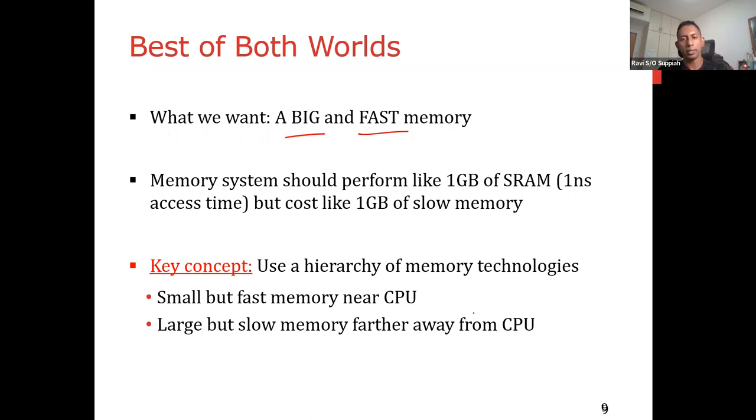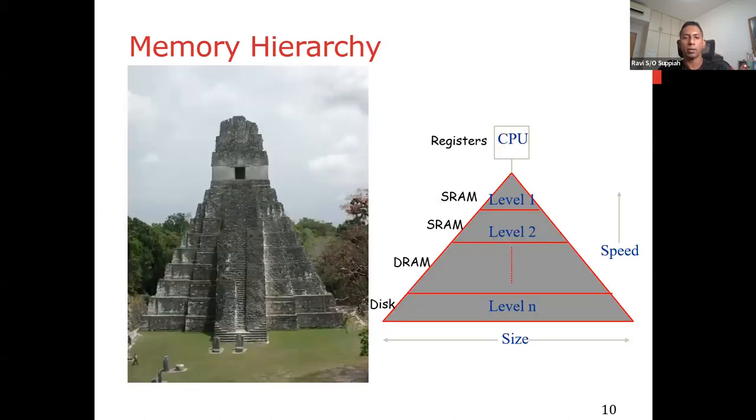The concept in any system is we use a hierarchy where close to the CPU, we keep memory that is very fast. But the closer you are to the CPU, the more expensive it is, so you can only have a limited amount of memory. Whereas the larger memory space, you can keep further away from the CPU. So there is a hierarchy where the disk, the hard disk, is at the lowest level, with a lot of size but very little speed, and then it goes up to DRAM, SRAM, and finally the registers.